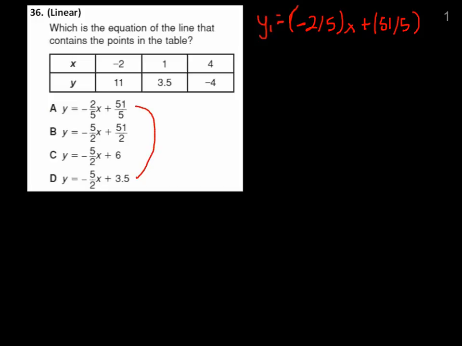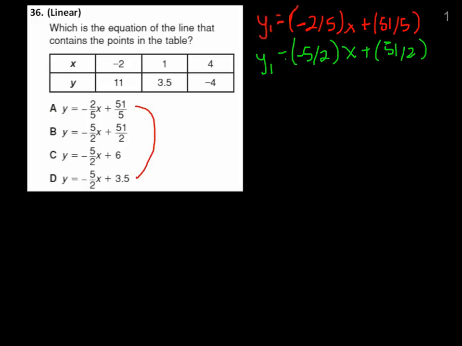So you notice what I did here was that I put parentheses around any fractions. The reason why we do this is because your calculator needs to know that it's a fraction. So you have to put parentheses around it so you know it's a unit altogether. Alright, so then we do the next one and we see y1 equals parentheses -5 over 2x plus parentheses 51 over 2.